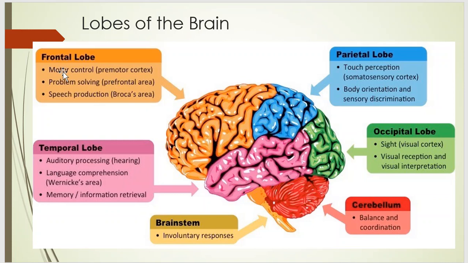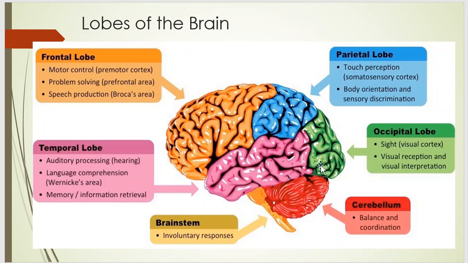This is the part that controls the motor activities, which is the physical activities, problem solving, especially your mathematical intelligence and the speech production. This is the zone that controls that part. And right behind the frontal lobe, we have a parietal lobe. The parietal lobe is responsible for touch perception, called the somatosensory cortex, and body orientation and sensory discrimination. So those things are controlled by the parietal.